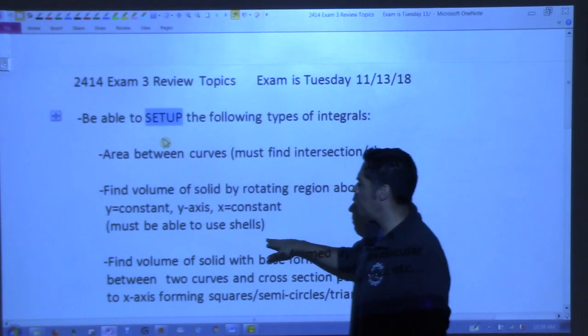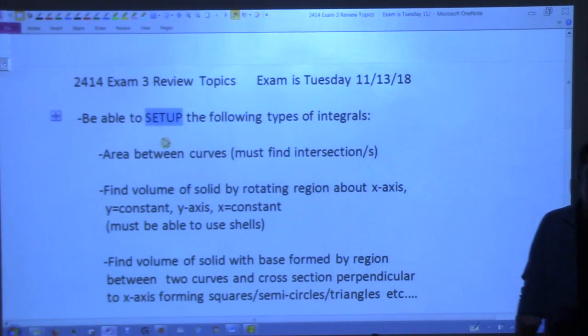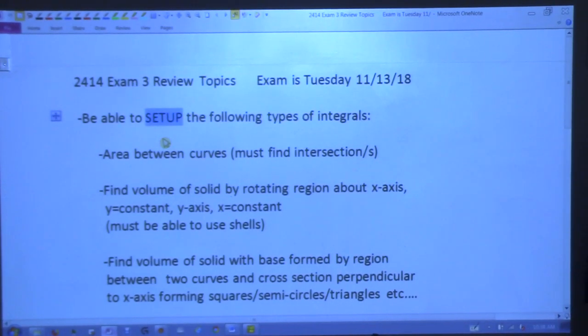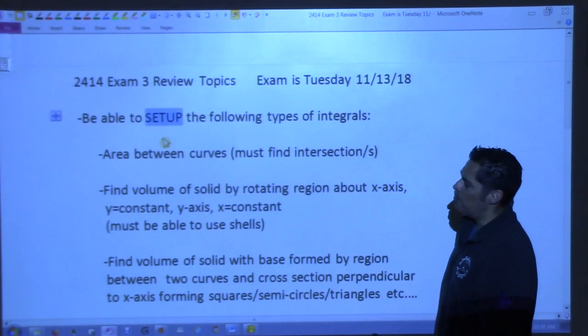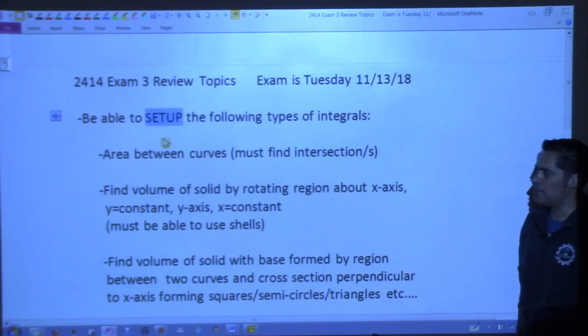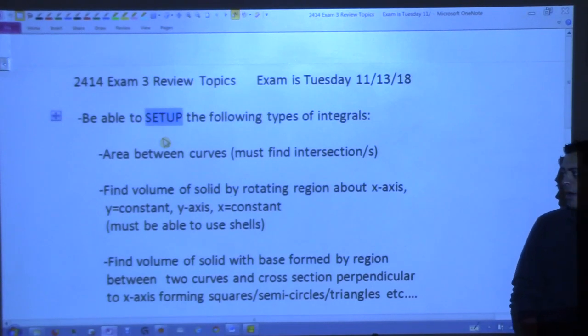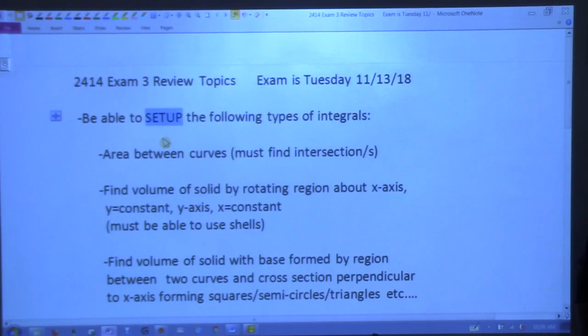And you must be able to use shells. I did also notice on the take-home quiz, on problems 5, 6, and 7, I was hoping you would use shells, but some people were insistent on using the washers, and so they solved those equations for x. Well, it turned out that they could be solved pretty easily.